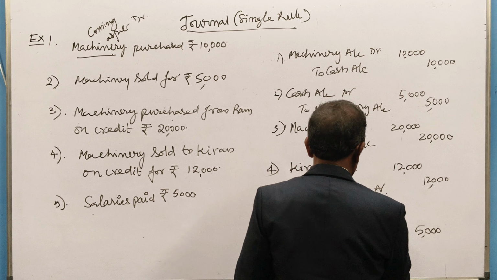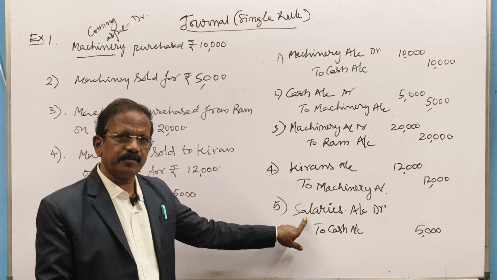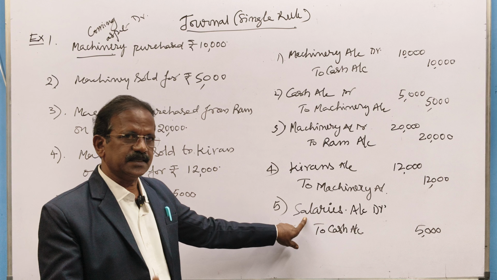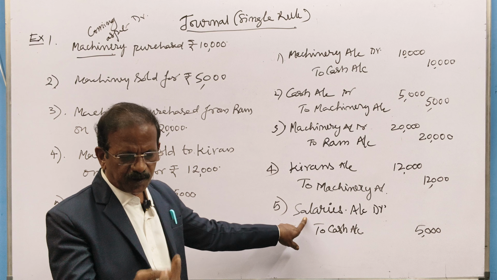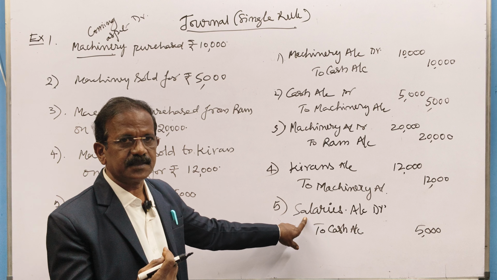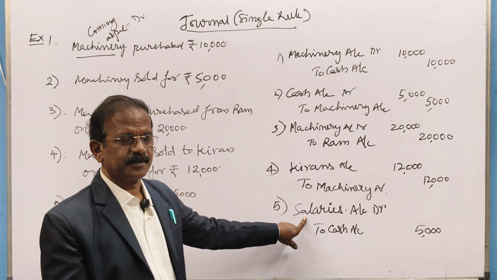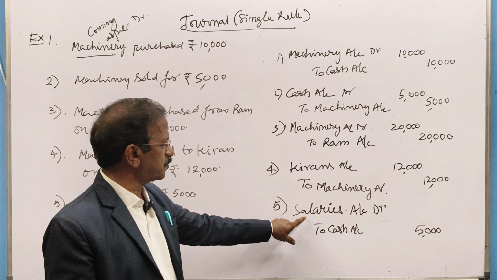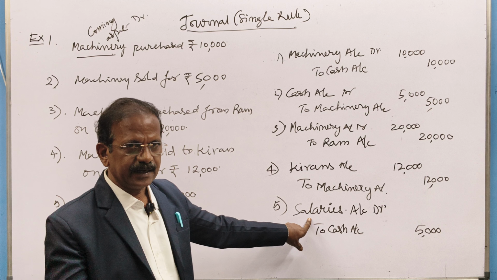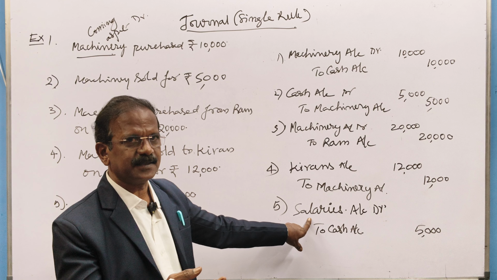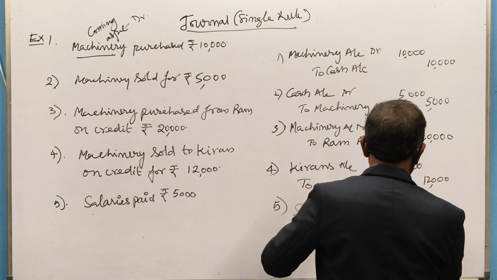Salaries account, debit. You must remember here, when you receive any service, that service is to be given some particular expense name. When you are receiving service, it means you are spending money for receiving the benefit. So for that service, we give a special name, that is salary. Suppose you pay rent, then cash account is credited and the rent account is debited because you are using the building. 5,000.